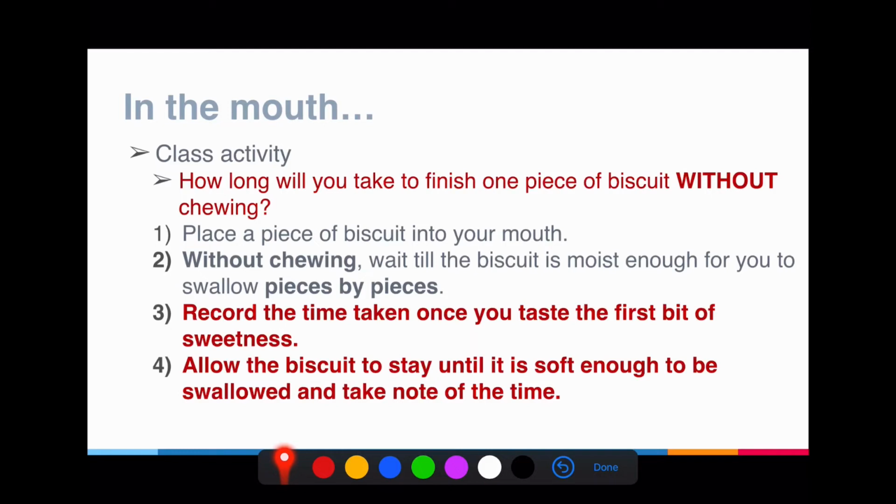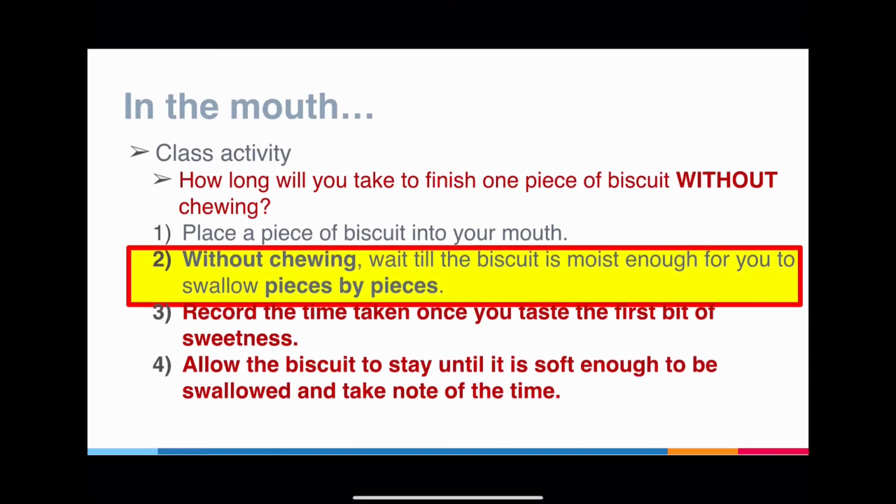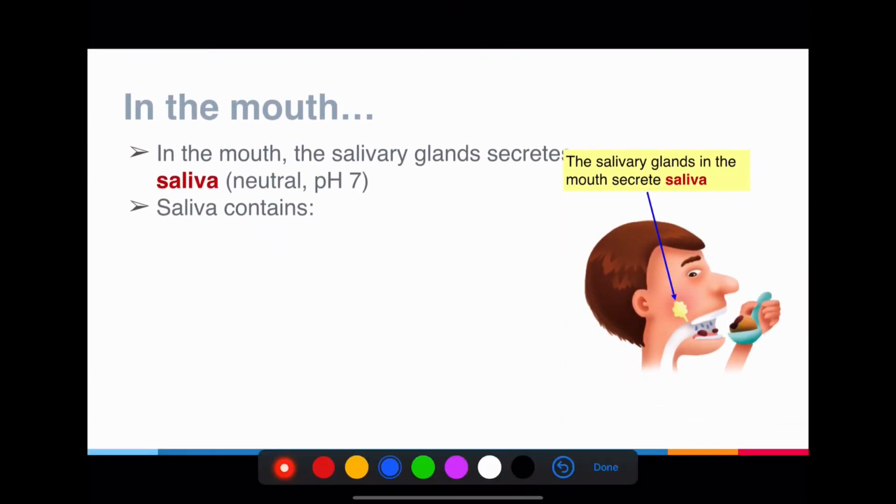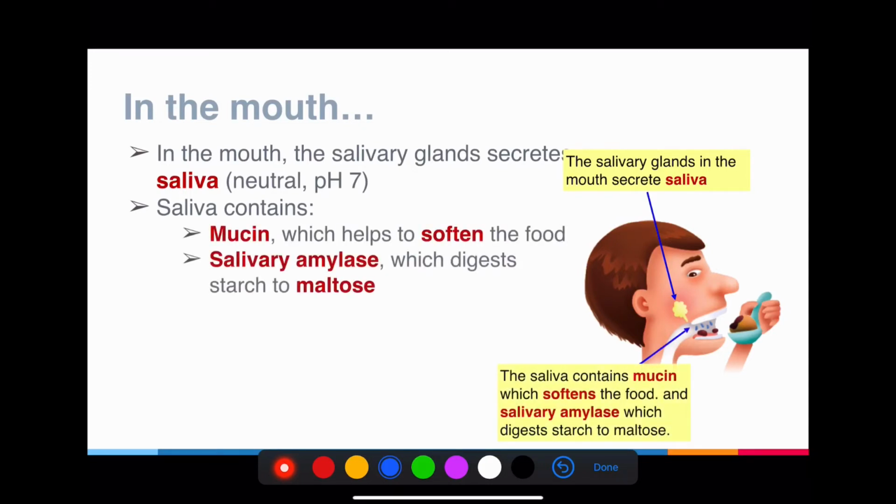So what exactly happened was, when you taste the sweetness over here, it actually represents that something must have happened to the biscuit, because initially the biscuit wasn't sweet, but somehow there was a process that allows it to become sweet. That means it's likely that digestion actually happened here. Why? Because in your mouth, the salivary glands actually release what we call saliva, and saliva contains two important chemicals. One is what I call mucin. Mucin is the one that helps to soften the food, makes the food very soft so that it can be swallowed down. The other one that I'm more interested in is the salivary amylase.